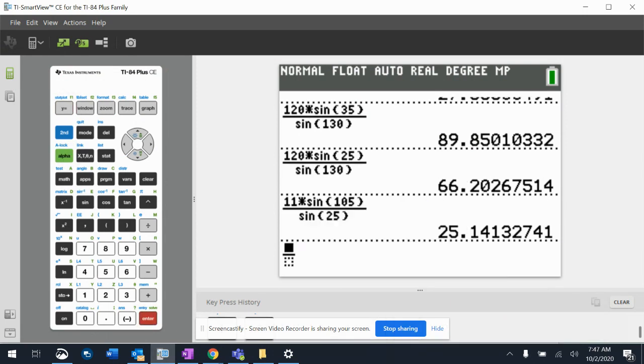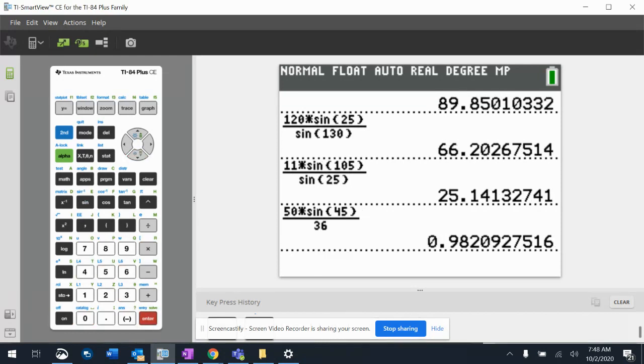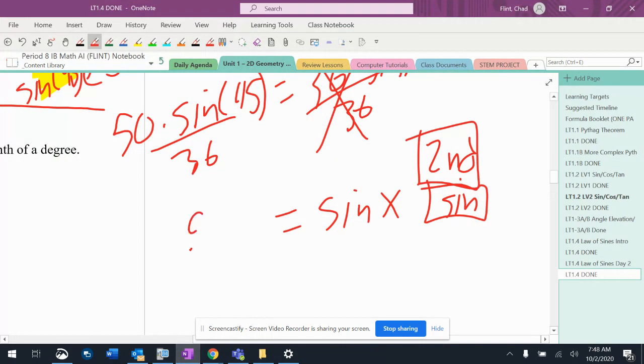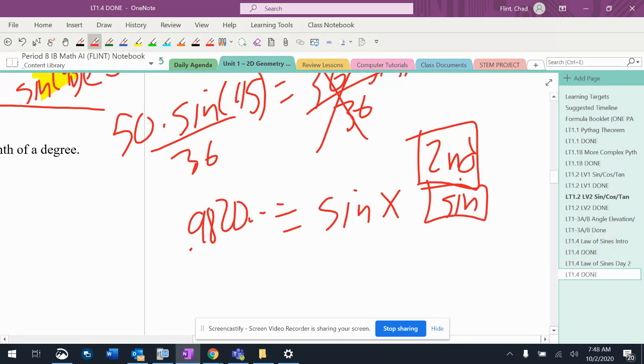Alpha y equals 50 times sine of 45, and 36 is on the bottom. So there's my decimal, 0.9820, whatever. And then I am going to second sine that problem.